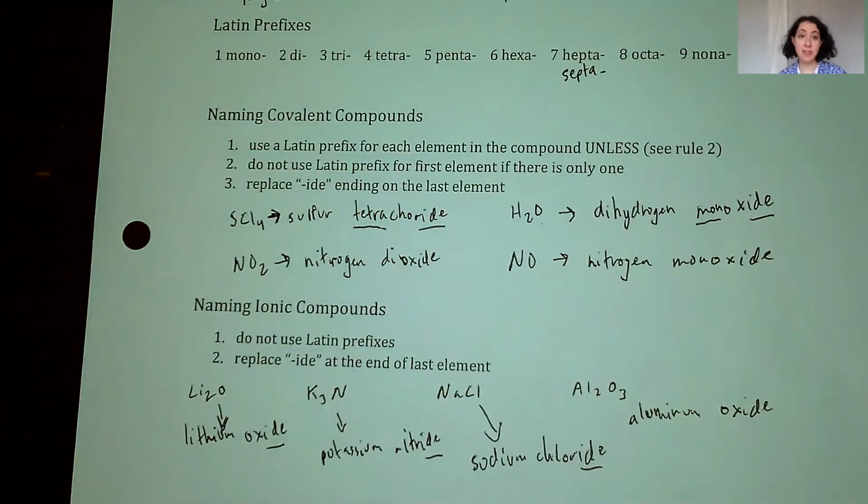Ionics are super, super easy to write their names, to go from formulas to names. The next step is going from name to formula, which gets a little bit more complicated, but it's also kind of fun. It's like a puzzle. So we're going to come into that next time. But that's all you need to know for now.